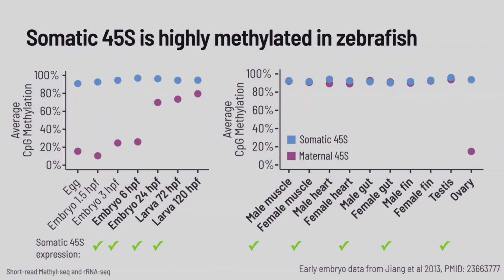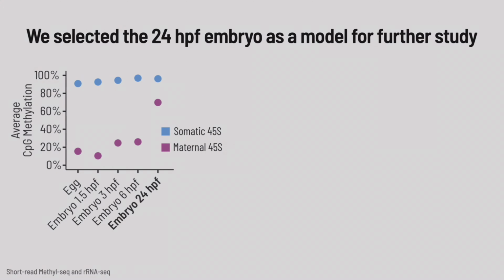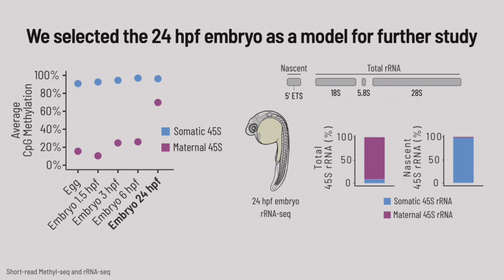So to further characterize what was going on with this system, with this really surprising result of a gene being actively transcribed despite being highly methylated, we decided to use the 24-hour time point in the early embryo as a model to further study what was going on. As I was saying earlier, we did ribosomal RNA sequencing with all of these time points, and I wanted to show you the data for the 24-hour embryo.